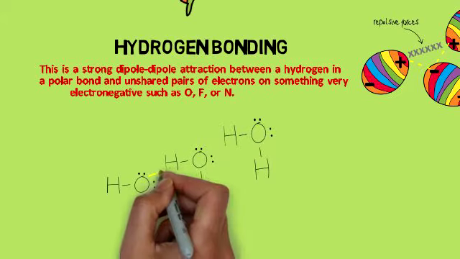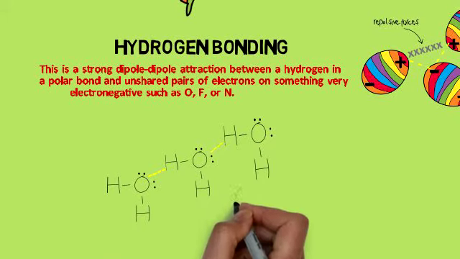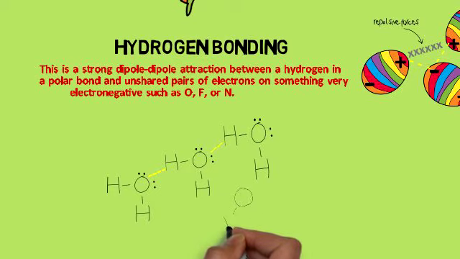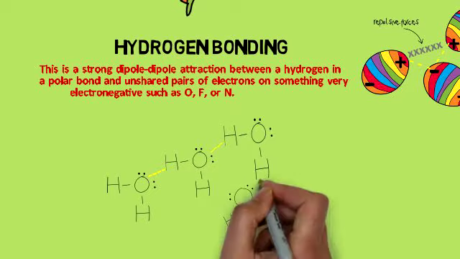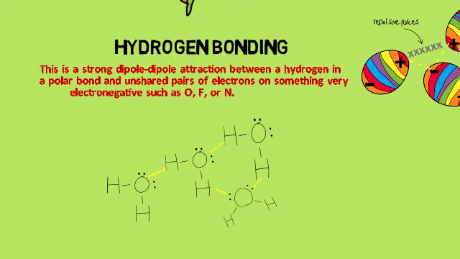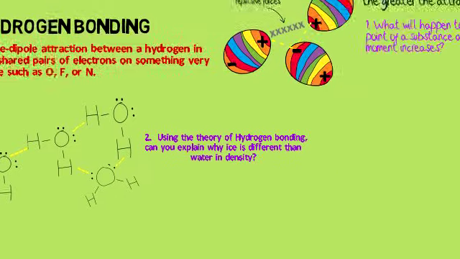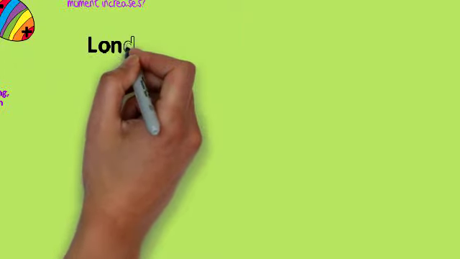These form hydrogen bonds. It is a type of dipole-dipole bonding. And it's 3-dimensional. It's hard to draw when you're using it 2-dimensionally, but you can see that these can be quite complex, the way that they're attracted to each other. Question 2, using the theory of hydrogen bonding, can you explain why ice is different than water in density? This is the second question. It'll be answered at the end.